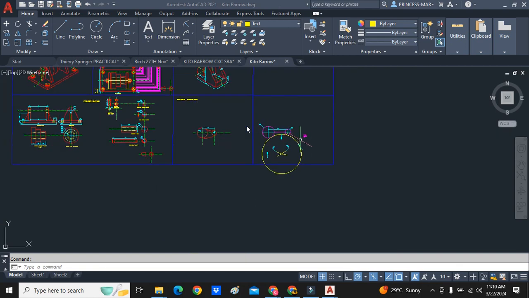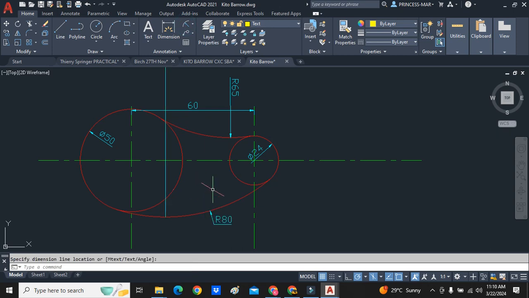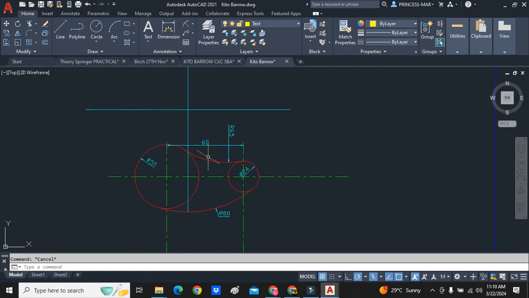Going to do it again, but this time this is the question that we're looking at. The question has two circles, a diameter 50 and a diameter 24, but the distance between the two is 60, and we have a curve here at radius 65, then we have a curve here at radius 80. So those are the two curves.